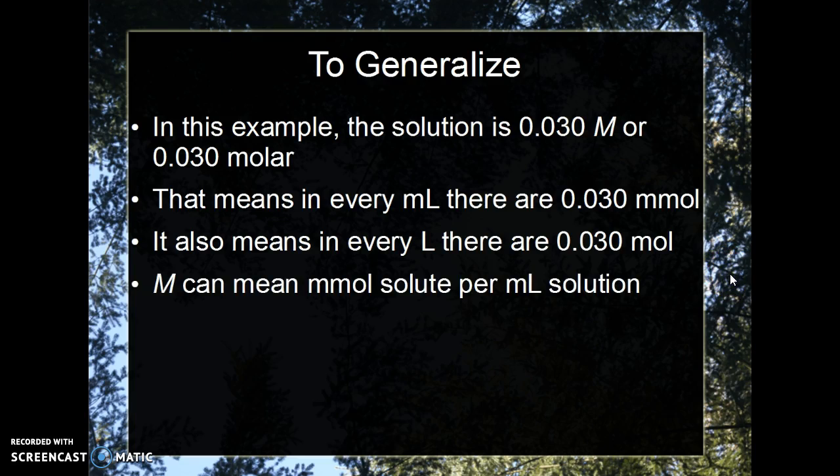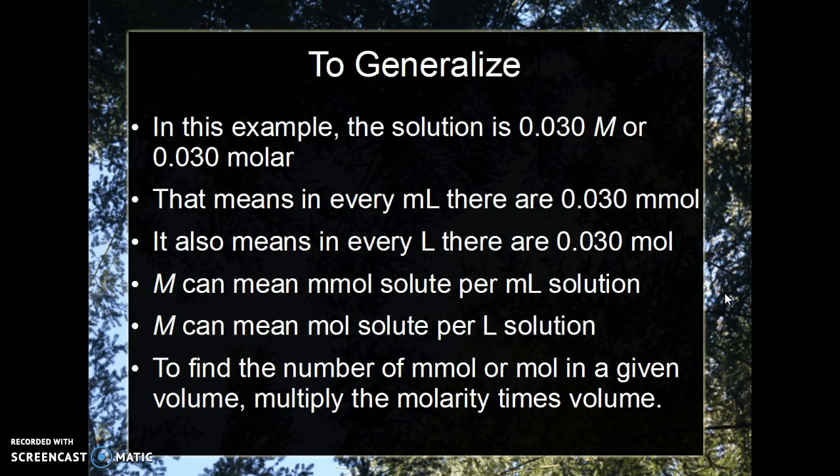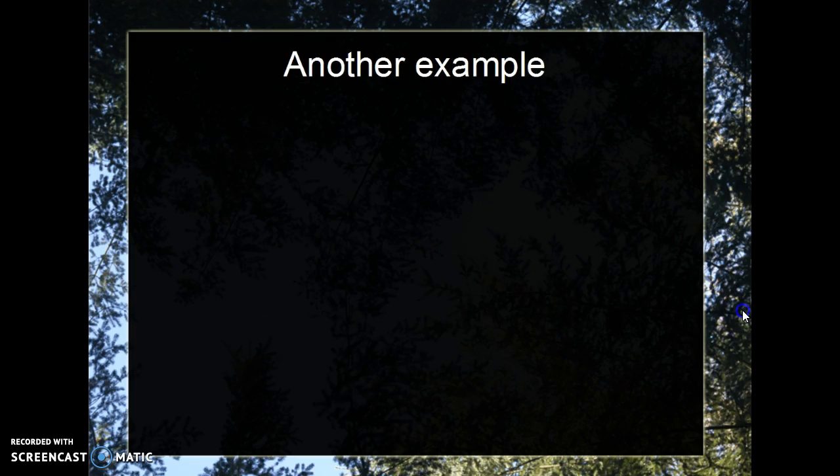The capital M can mean millimoles of solute per milliliters of solution. The capital M could also mean, and does also mean, moles of solute per liter of solution. To find the number of millimoles or moles in a given volume, you would multiply the molarity times the volume. If the volume is given in milliliters, then you end up with millimoles. If it's given in liters, you will end up with moles.